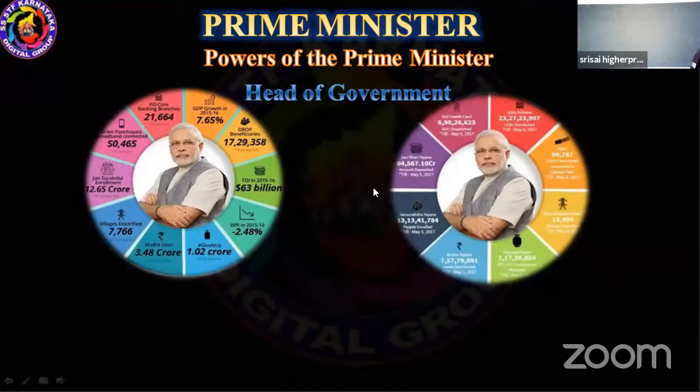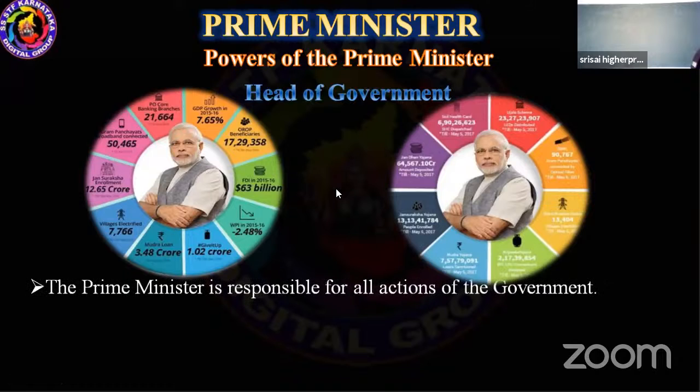He is the head of the government, already you know that, and also the head of the executive body. The Prime Minister is responsible for all actions of the government. Whatever actions are taken by the different departments, for all of that the PM is responsible.